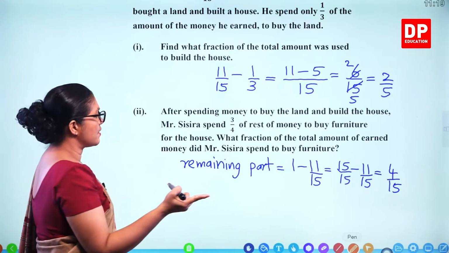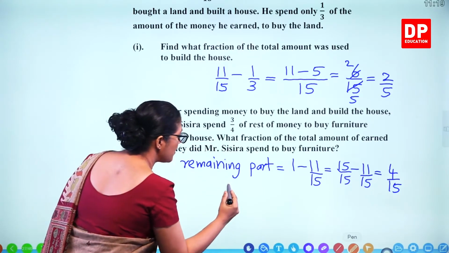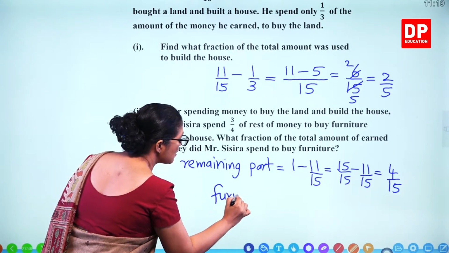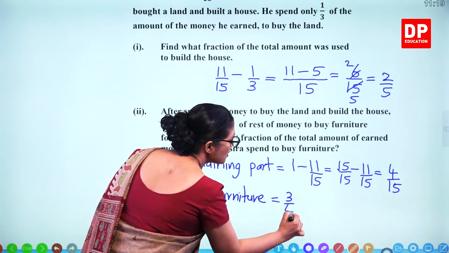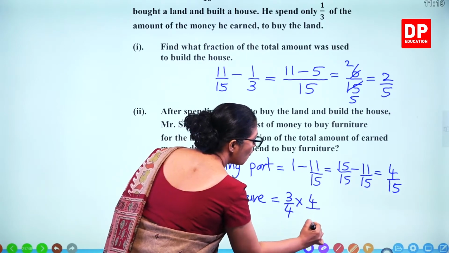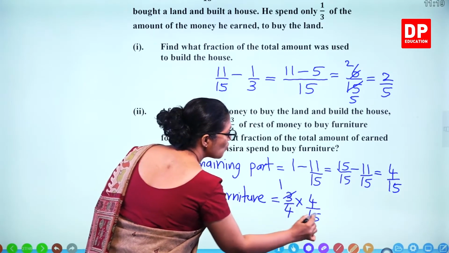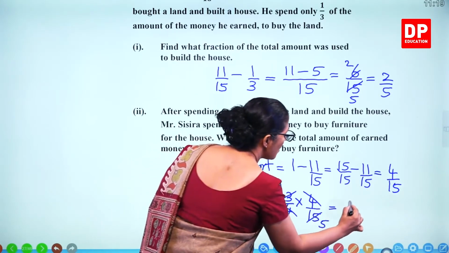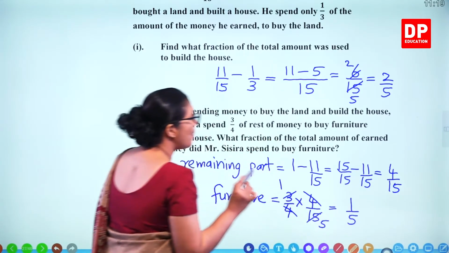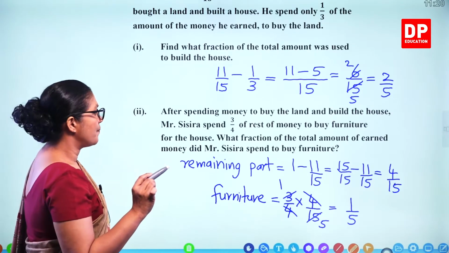3/4 of the rest. So furniture, what's the part for furniture? 3/4 of the remaining part, 4 over 15. So 3 times 1, 3 times 5, and the 4s get cancelled out. You get 1 over 5 parts for furniture.